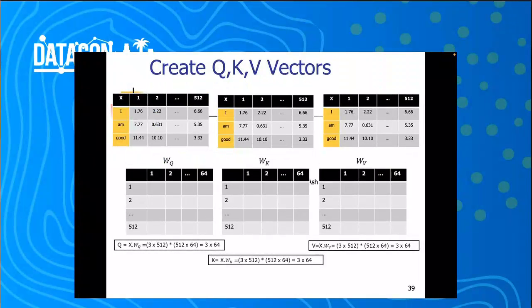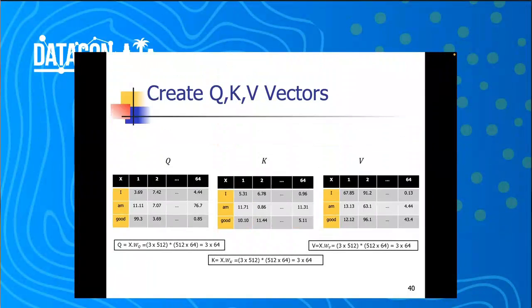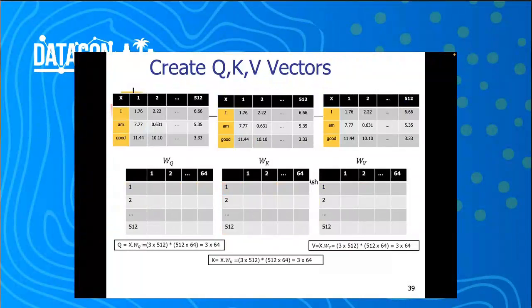Then we are going to create the Q, K, and V matrices. We have our X matrix, which is our original embedding. We take the dot product with WQ. So the Q matrix equals X dot WQ, and we're going to get a 3 by 64 matrix. We're going to get the K matrix, 3 by 64, and the V matrix, which is also 3 by 64. Then we create our Q, K, and V matrices, which we saw before.